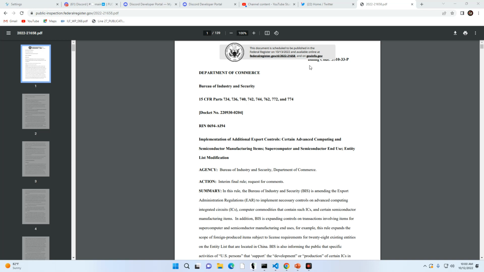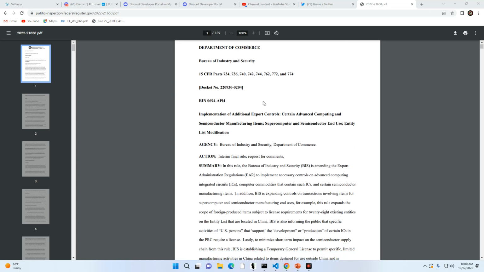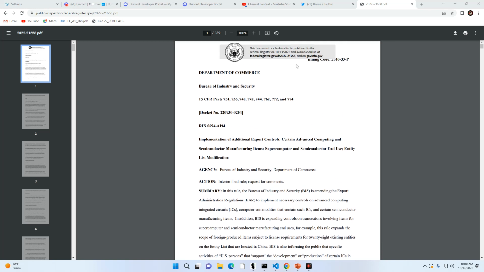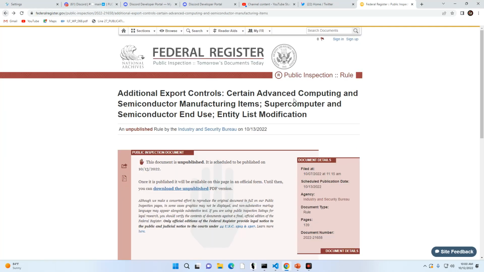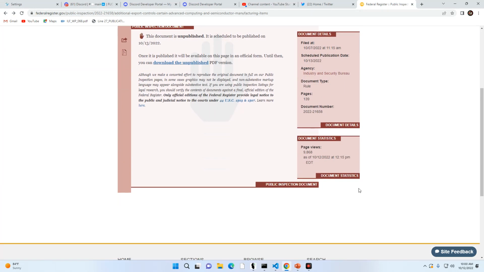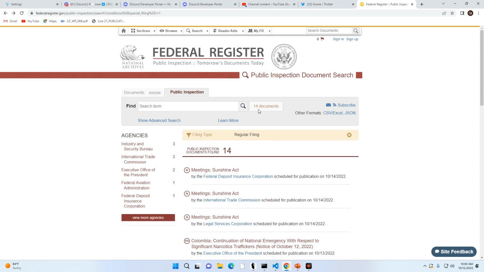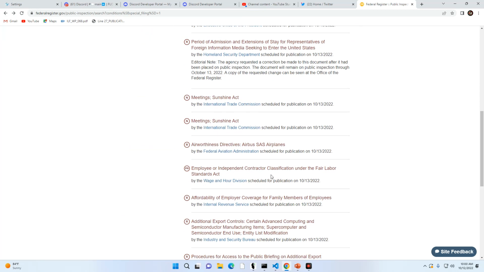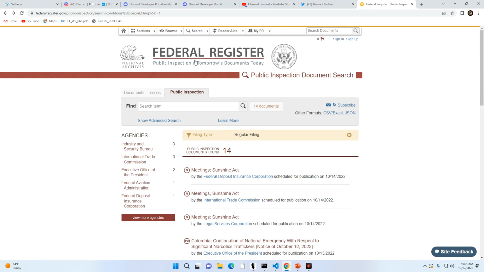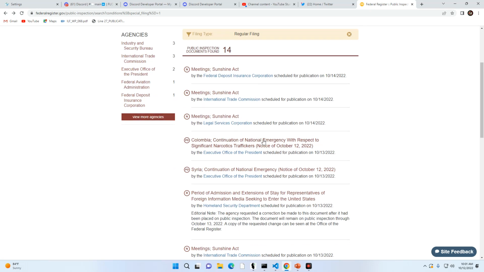I'm going to be going over just the basics and the summary of this so you can get a basic understanding of what's happening in this document. This is a document sitting on public inspection on the Federal Register. I'll link this below too. This is where all of your daily rules come out, and if it's in red like this, it means it's on public inspection, meaning you are allowed to go in and read it and comment, give your opinion, give your thoughts. SEC will look at and may take it into account.